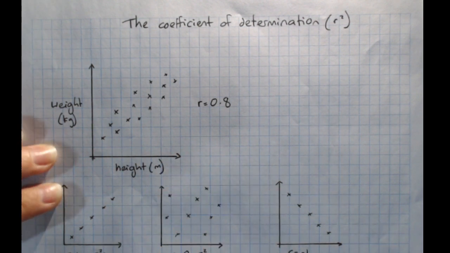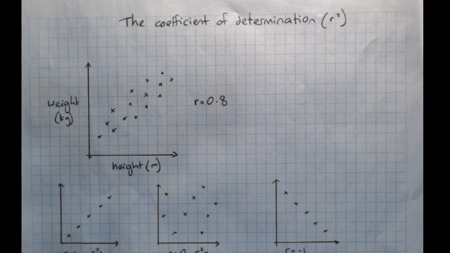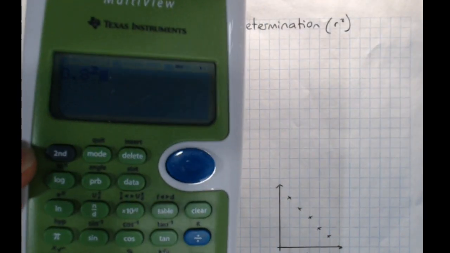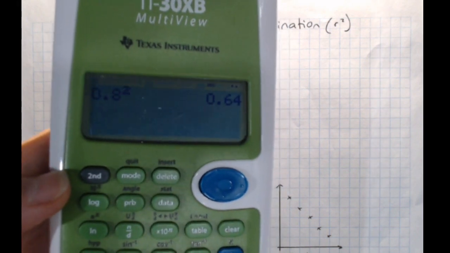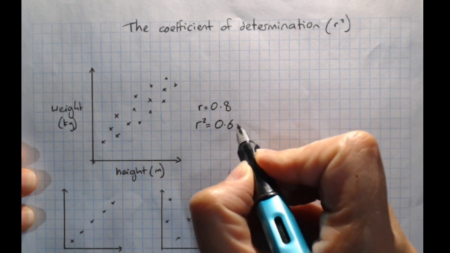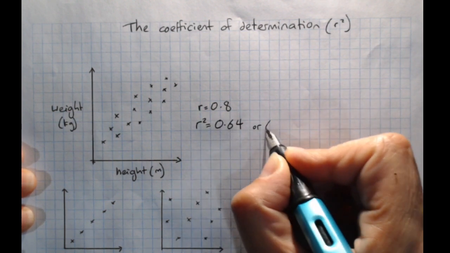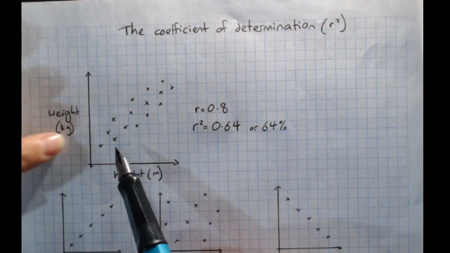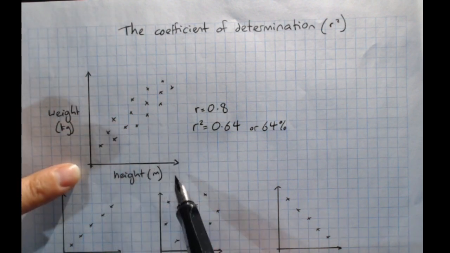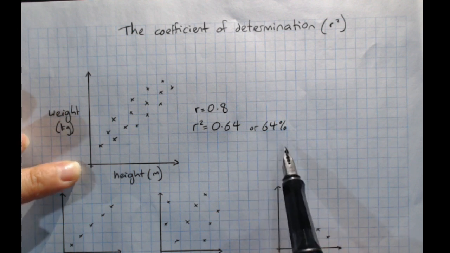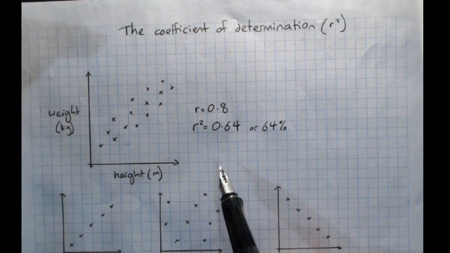Now, what r squared finds for us, so let's square r here, 0.8 squared, move my calculator so you can see it, 0.64, and if we gave that as a percentage, it would be 64%. This says that 64% of the change in someone's weight here can be explained by their height, and the remaining 36% of variation in weight is explained by other stuff.